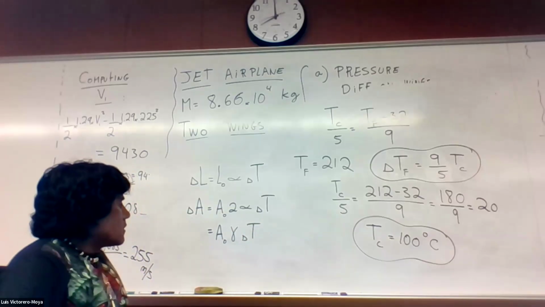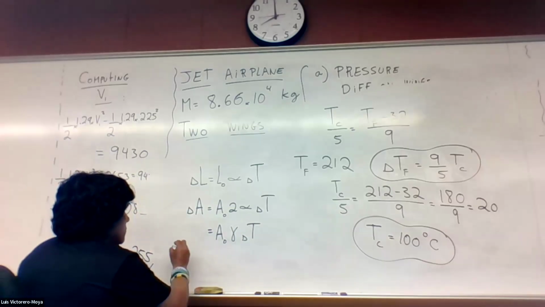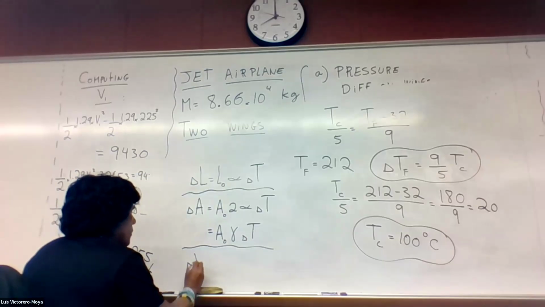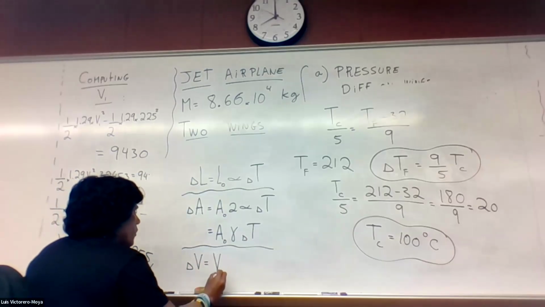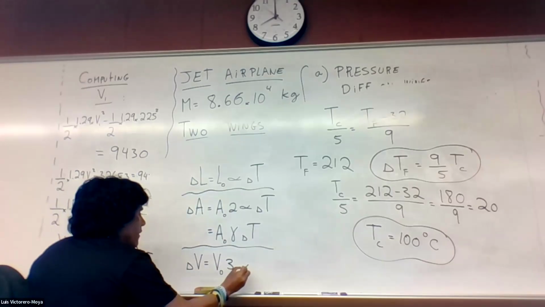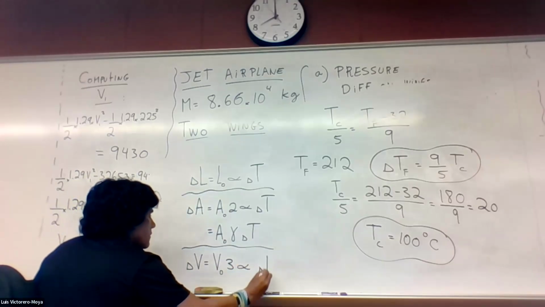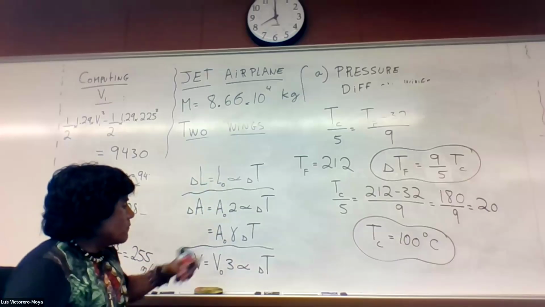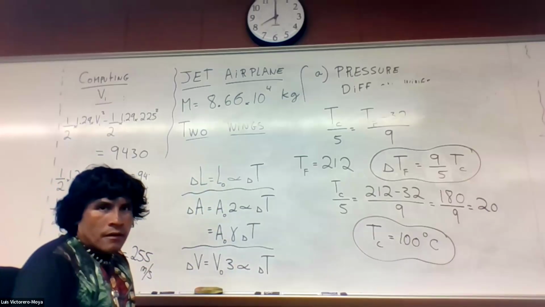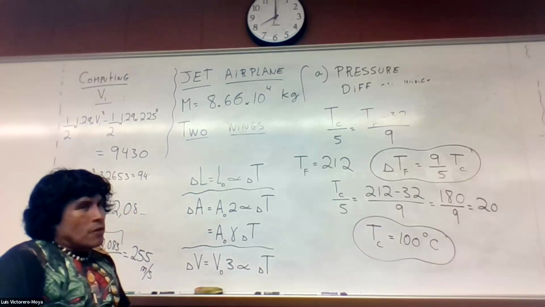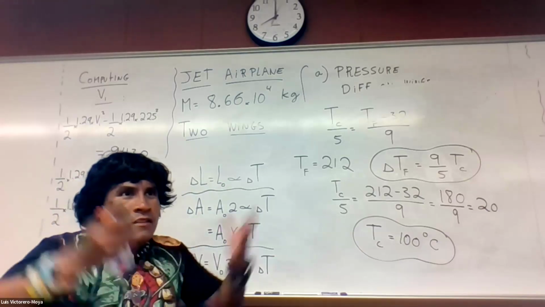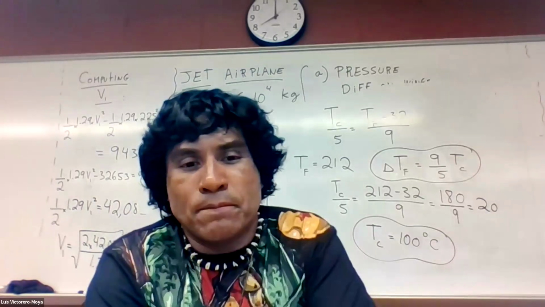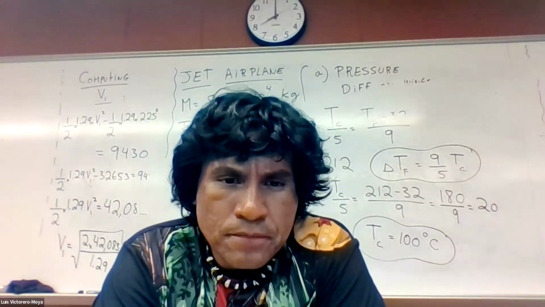All right. And in volume, for delta volume, it is the initial volume, three alpha, delta T. Okay. So 1, 2, 3. All right. So solids expand. Their sizes, their volumes, and areas expand, which makes sense.